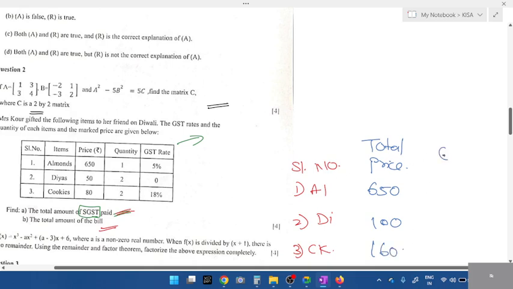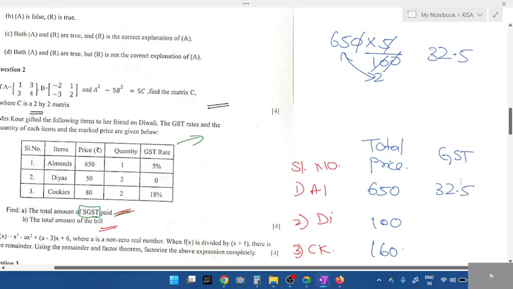Next, GST. GST percentage is given. You all write GST amount. For almond, how do you calculate? For almond, 650 into 5 divided by 100. What do we get, students? Respond. 32.5, right? Keep 32.5 here.